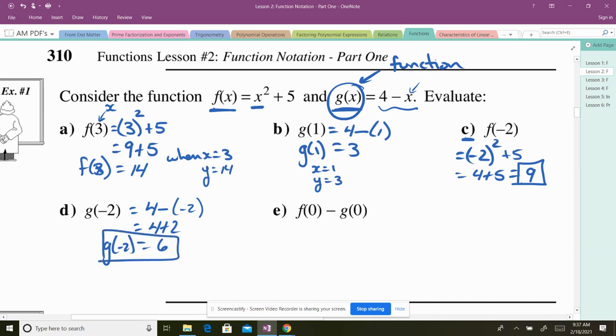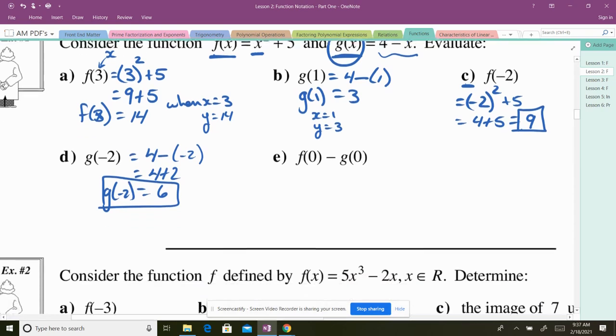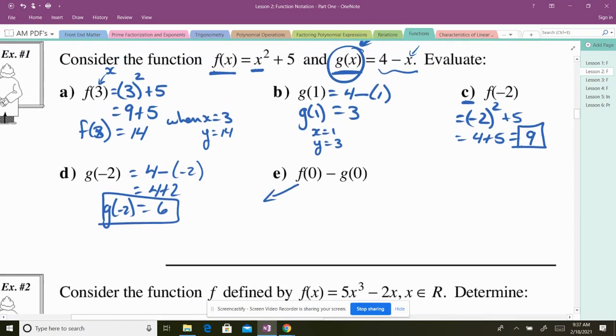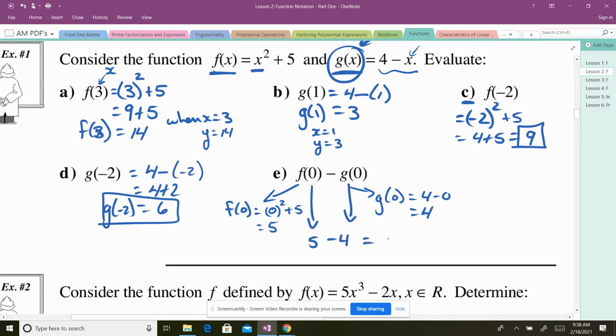And the final one, f of 0 minus g of 0. So do each one individually. So do f of 0 over here. Where does the 0 go? So I get 0 squared plus 5, which is 5. G of 0, 4 minus 0, which is 4. Then you just subtract those answers, because f of 0 was 5. G of 0 was 4. 5 minus 4 is?